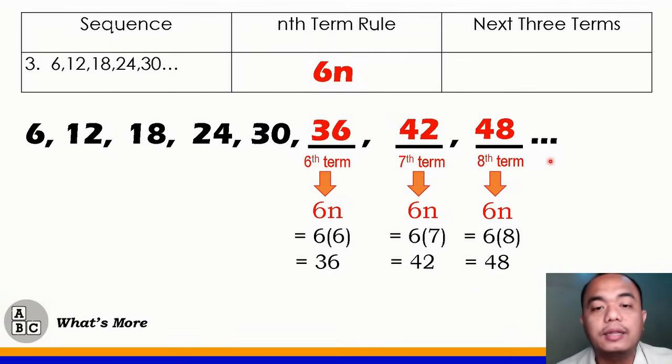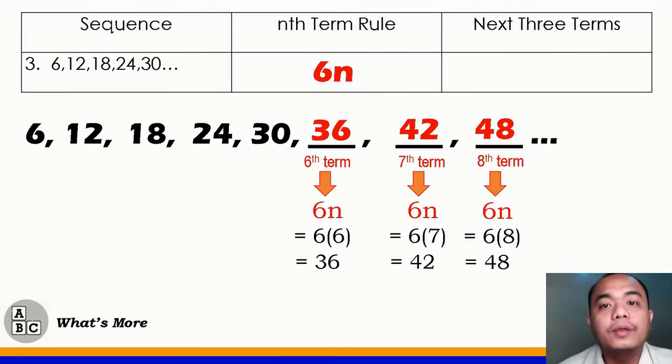Again, another option to get the 6th term, since we are just looking for the consecutive terms from the last term given. Since we already identified the common difference of 6, we can add 6 to the last term given, which is 30. So 30, we add 6, becomes 36. 36, we add 6, becomes 42. And 42 plus 6 equals 48. That's easier if we are looking for the succeeding terms after the last given term.